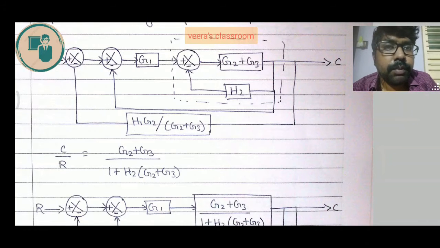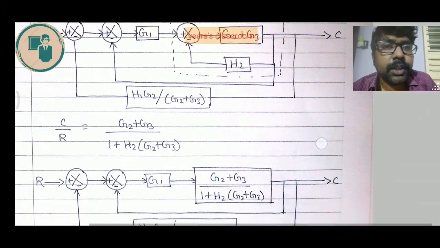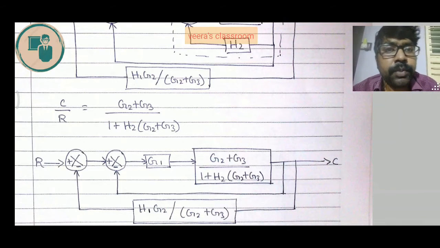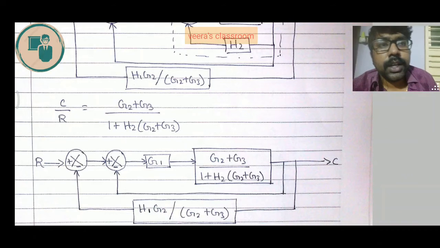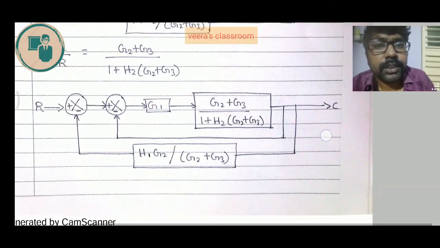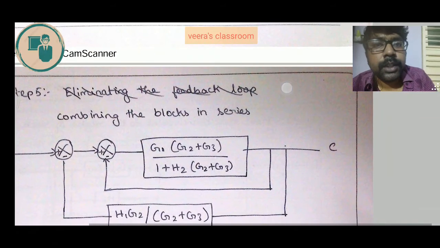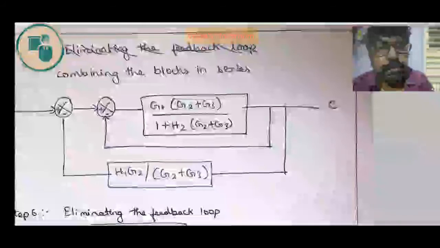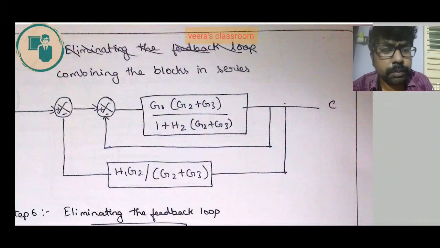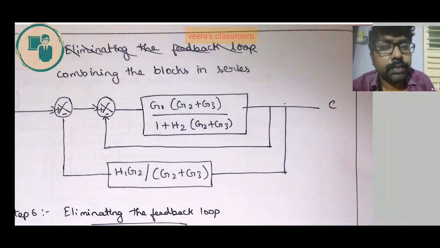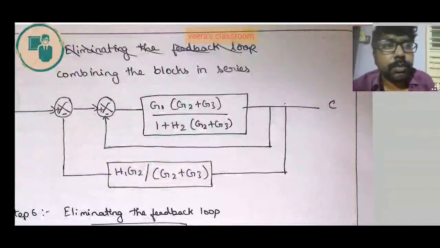So the feedback, which is represented in the dotted line, has been replaced by this block of G2 plus G3 divided by 1 plus H2 into G2 plus G3, and this block is in series with G1. So we just multiply by G1. The adjacent diagram will be G1 into G2 plus G3 divided by 1 plus H2 into G2 plus G3. Now we have another feedback loop. Most importantly, this feedback loop doesn't have any feedback element. If you do not have any feedback element, the element is assumed to be 1.